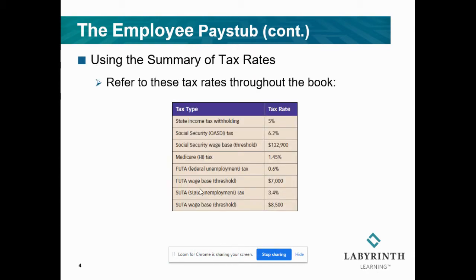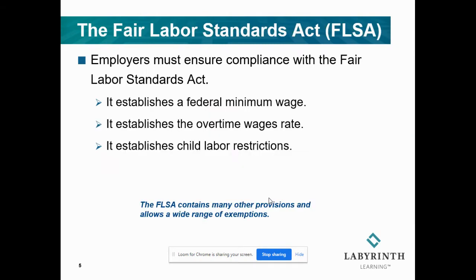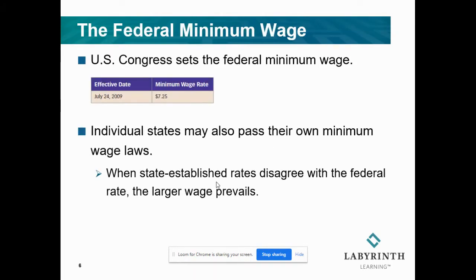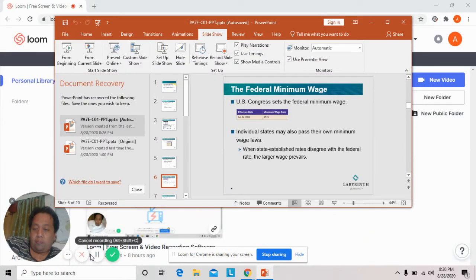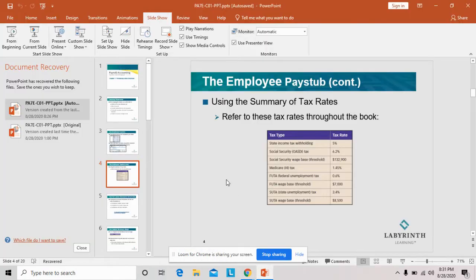So here are some of the tax rates. You have the state income tax withholding. That's like an estimate. I can't quite remember off the top of my head. You have the general excise tax for Hawaii. You have the Social Security tax, OASDI. Yeah, as I mentioned, here are the various taxes you want to consider that would probably be covered in the book. Federal unemployment tax, wage basis, and all that stuff.